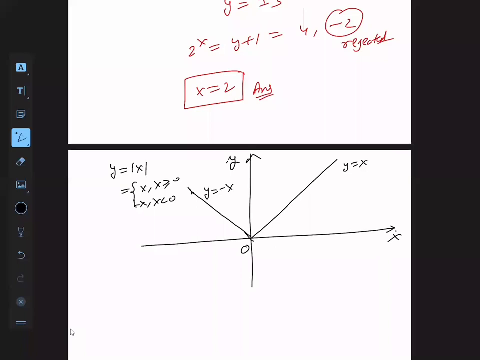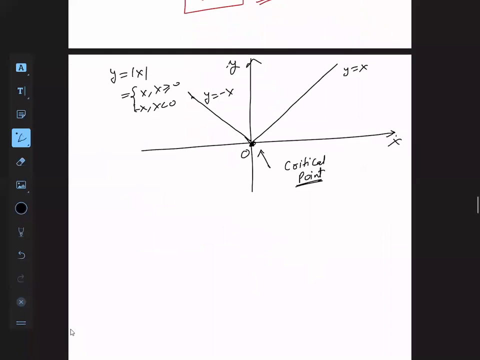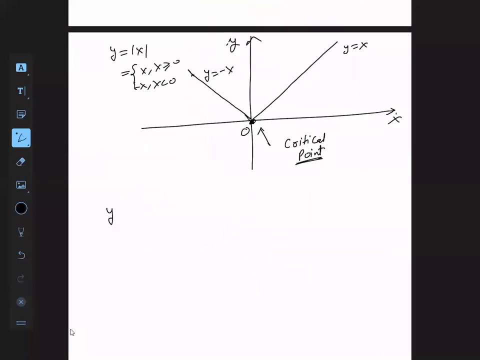So basically it is a V shape graph, and this point is called the critical point or vertex, you can say. So basically the graph of modulus is a V shape graph, and the vertex is where the modulus is equal to 0. This modulus is equal to 0 at x equal to 0, so the vertex is at the origin.